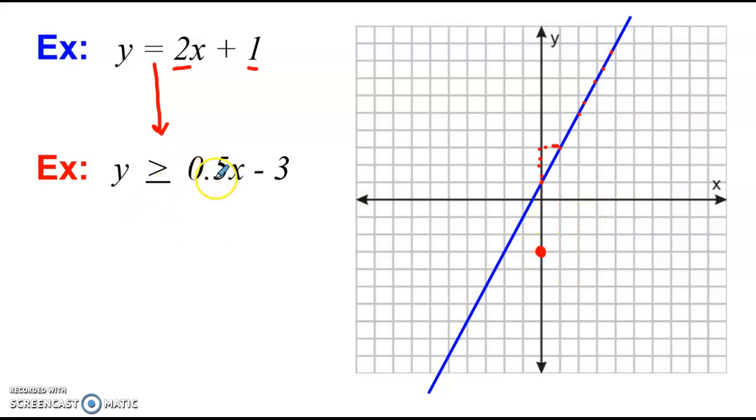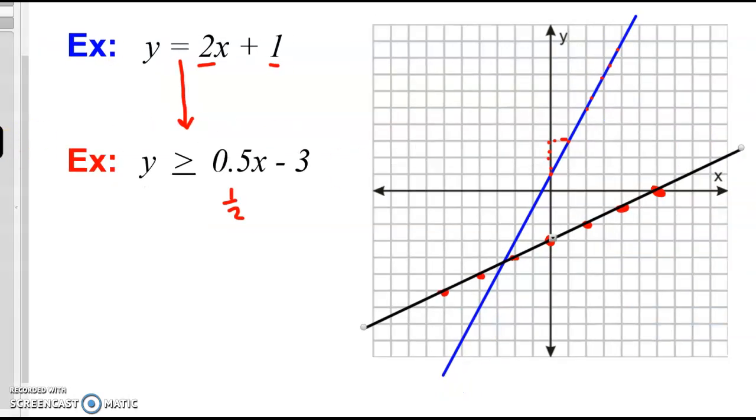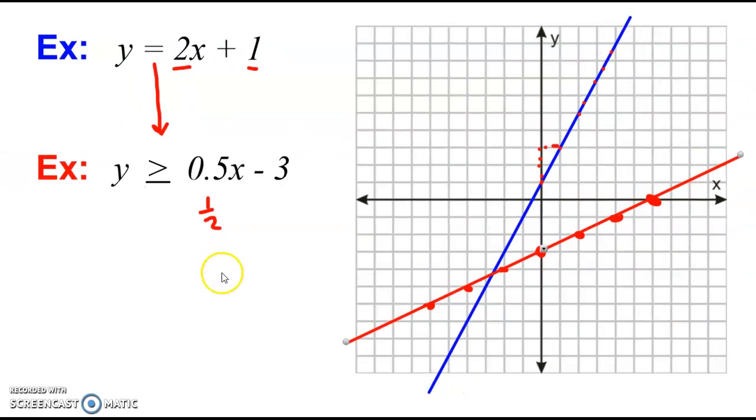Now the slope is positive 0.5. That's just another way of saying positive 1/2. So we go up 1, right 2, up 1, right 2, up 1, right 2. I'll go the other way, down 1, left 2, down 1, left 2. And then, once we have a bunch of points here, I'll graph my line. So that's just going to look sort of like this. See if I can make that red for us. All right. Okay, there we go.